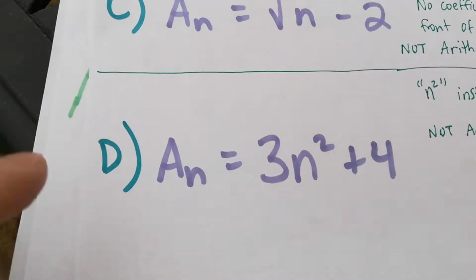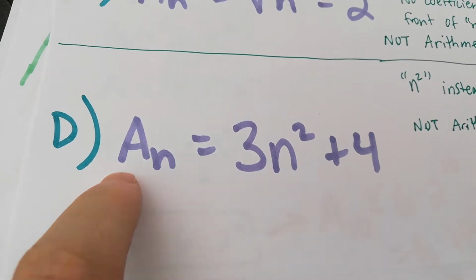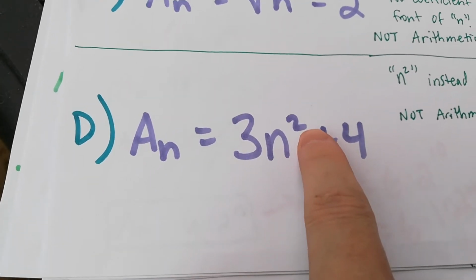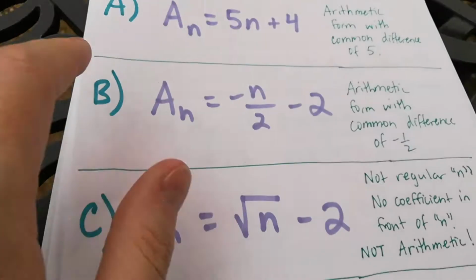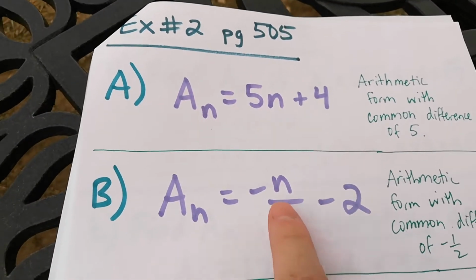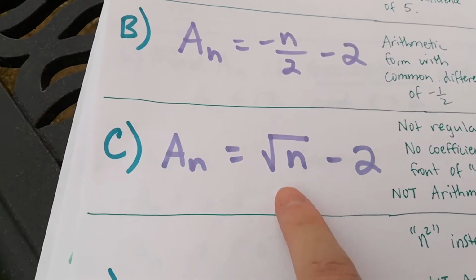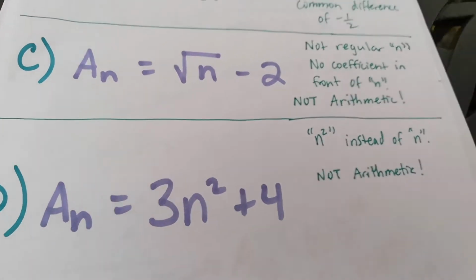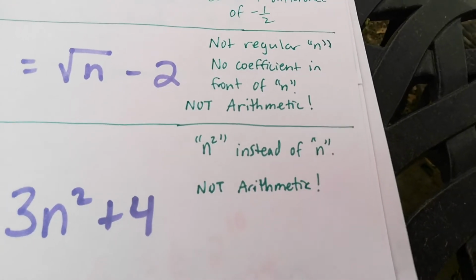Let's keep it going. So then, is this an arithmetic sequence? No, because that's not a regular old n value. Now I got n squared. Look, I want n. I don't want square root of n, and I don't want an n squared. So that's not, because it's got n squared instead of n. It's not arithmetic at all. Come on, people. We want arithmetic. Okay, let's keep it going.